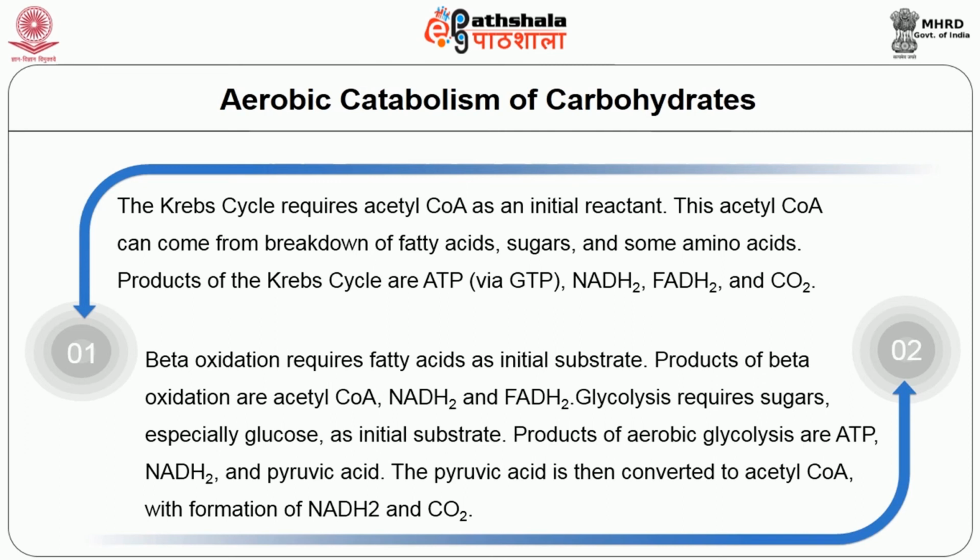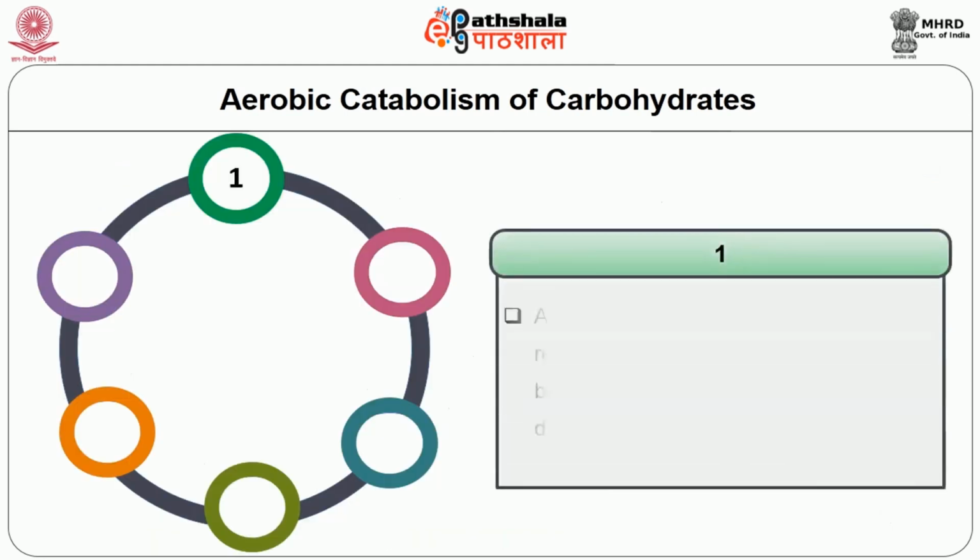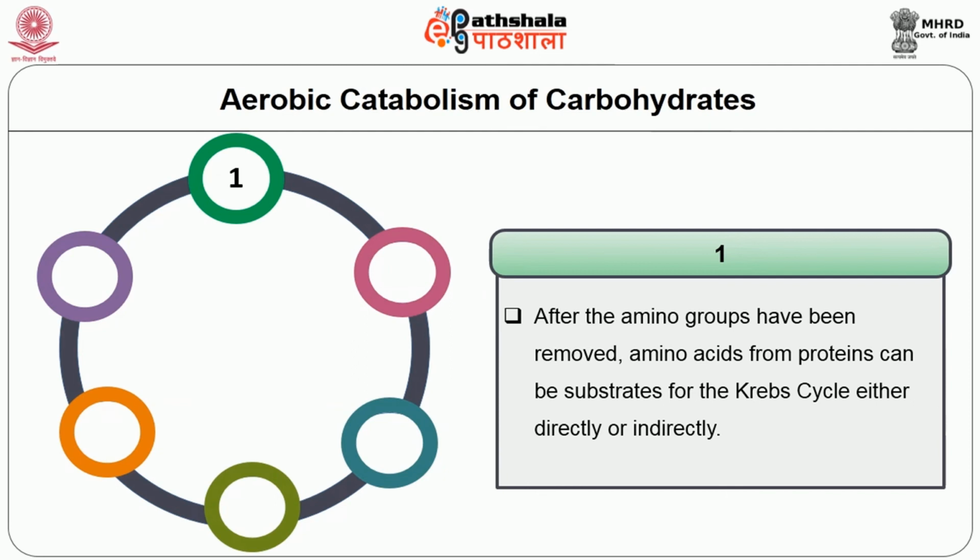Glycolysis requires sugars, especially glucose, as initial substrate. Products of aerobic glycolysis are ATP, NADH2 and pyruvic acid. The pyruvic acid is then converted to acetyl-CoA with formation of NADH2 and carbon dioxide. After the amino groups have been removed, amino acids from proteins can be substrates for the Krebs cycle either directly or indirectly.